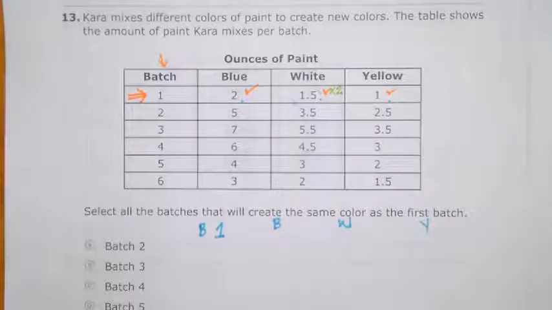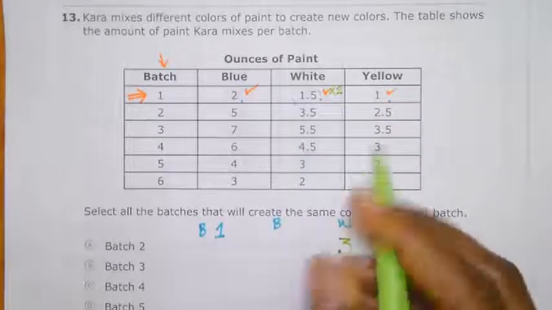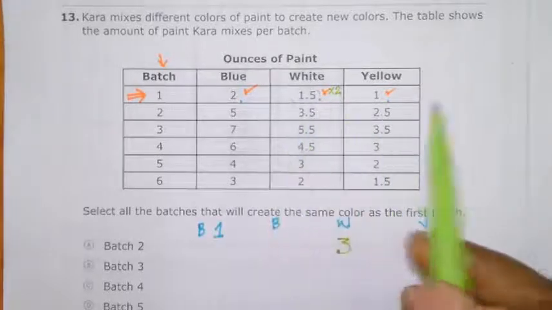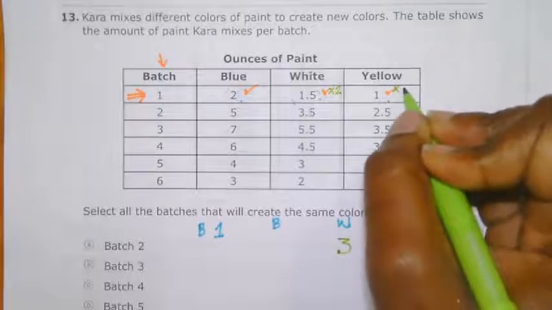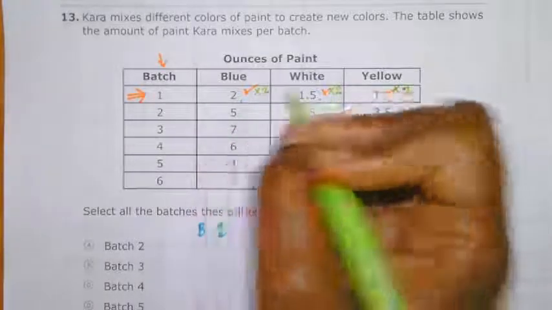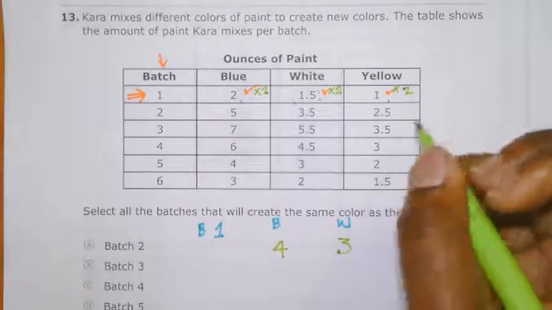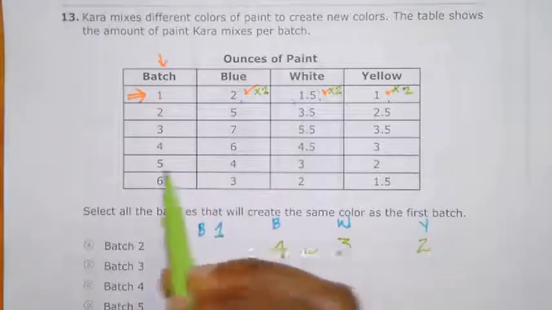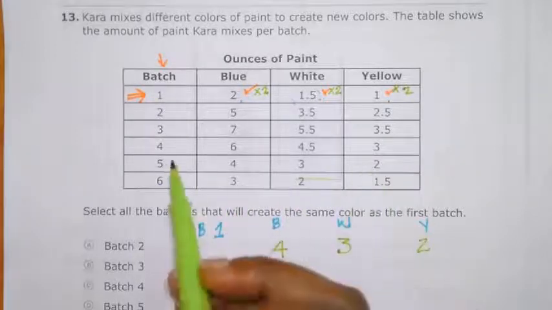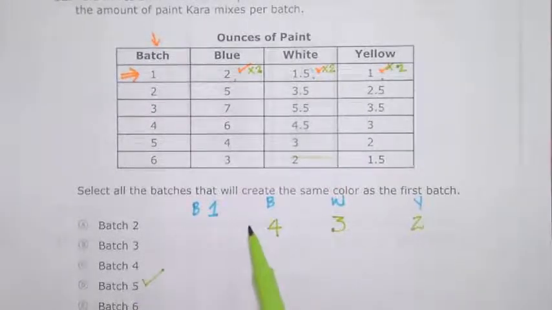1.5 times 2 gives us 3 for the white. However, whatever I do to one of the numbers, I have to ensure that it's done to all of the numbers so they remain in the same proportion. Right? So I'm multiplying all of them by 2. So 2 times 2 is 4. 1 times 2 is 2. So far, we can look at it and see that batch 5 is like that. So I'm going to select batch 5 to be one of my answer choices. So it should be the same as the first one, right?